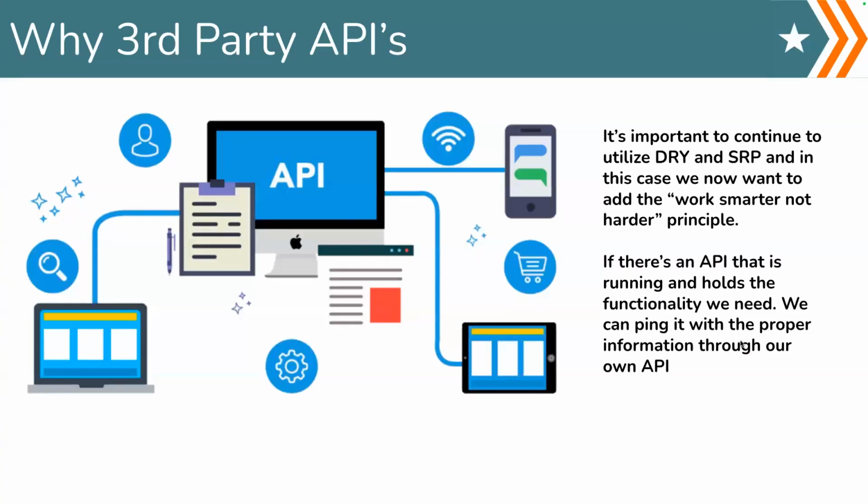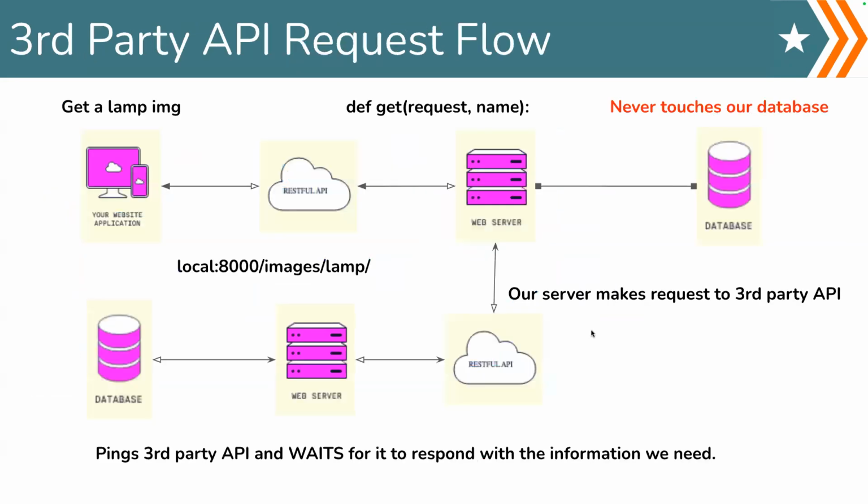So why third-party APIs? It's important to continue to utilize DRY and SRP. DRY SRP, that's what I like to always think about. DRY meaning don't repeat yourself, and SRP, the single responsibility principle. And in this case, we now want to add the work smarter, not harder principle. If there's an API that is running and holds the functionality we need, we can ping it with the proper information through our own API.